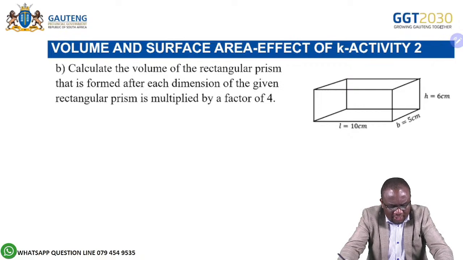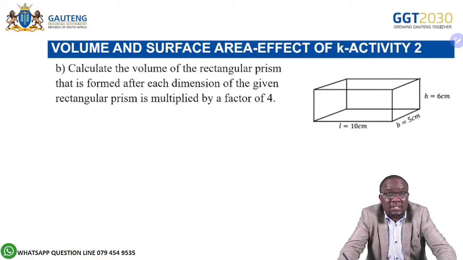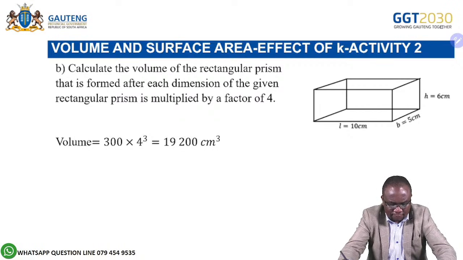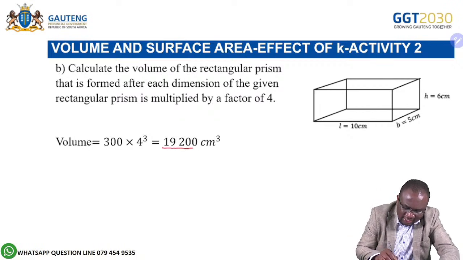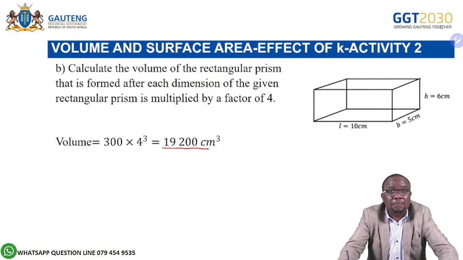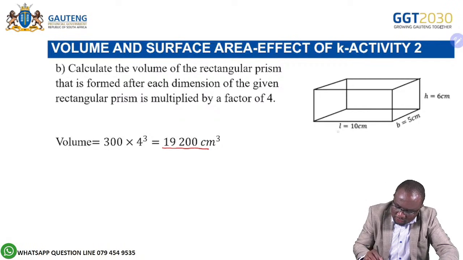And then B: calculate the volume of the rectangular prism that is formed after each dimension of the given rectangular prism is multiplied by a factor of 4. We say that when the dimensions are multiplied by a factor of k, then the volume is multiplied by k cubed. So we multiply our volume by 4 cubed. 300 times 4 cubed, we are getting 19,200 cubic centimeters.